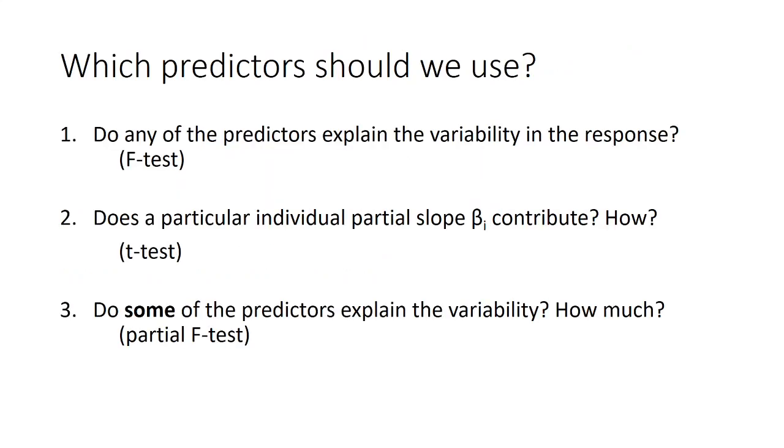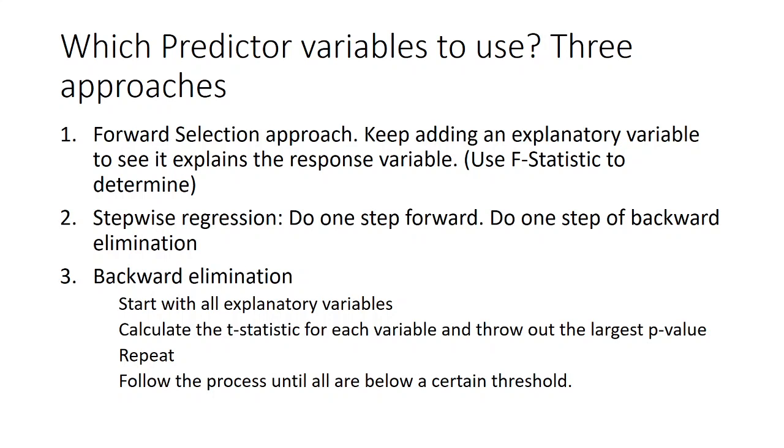So we talked about what predictors should we use. The first one, the overall F test, would take any of them. And then, does a particular individual partial slope contribute? Then how? And that was our t-test. We looked at a specific one. And then, do some of the predictors explain the variability? How much? And that's what eventually we'll get to in the partial F test after we do a little review.